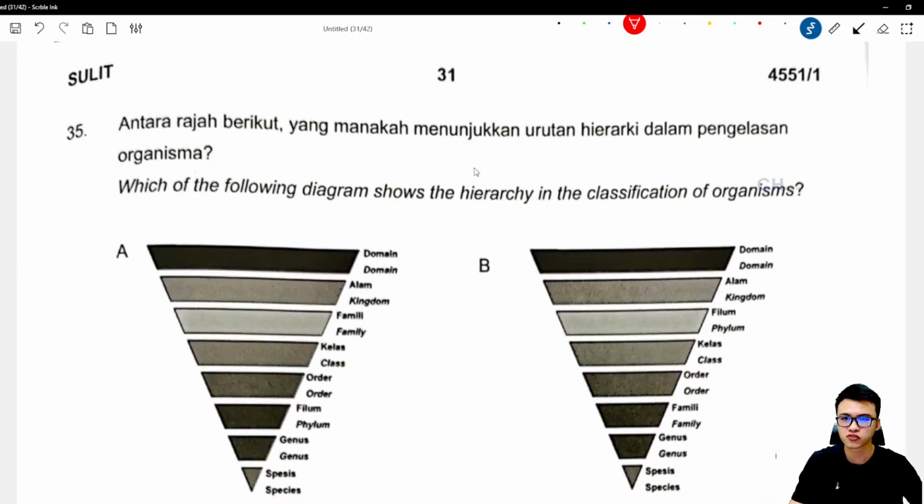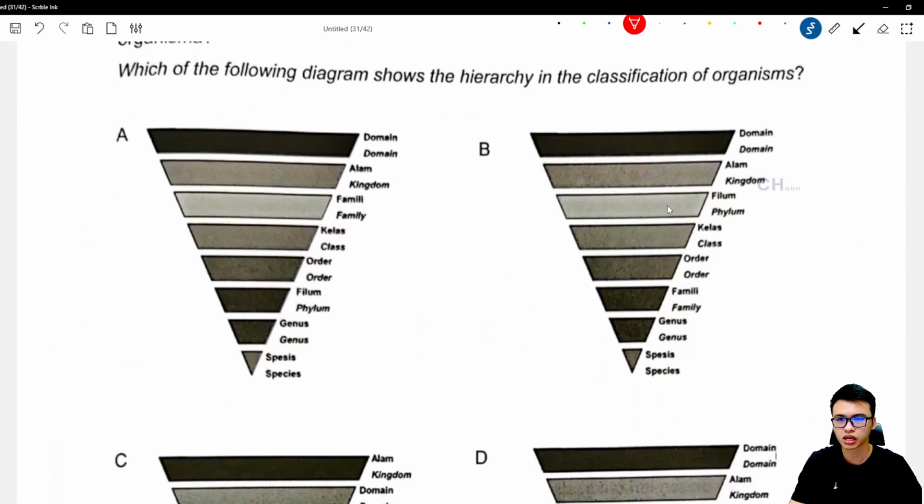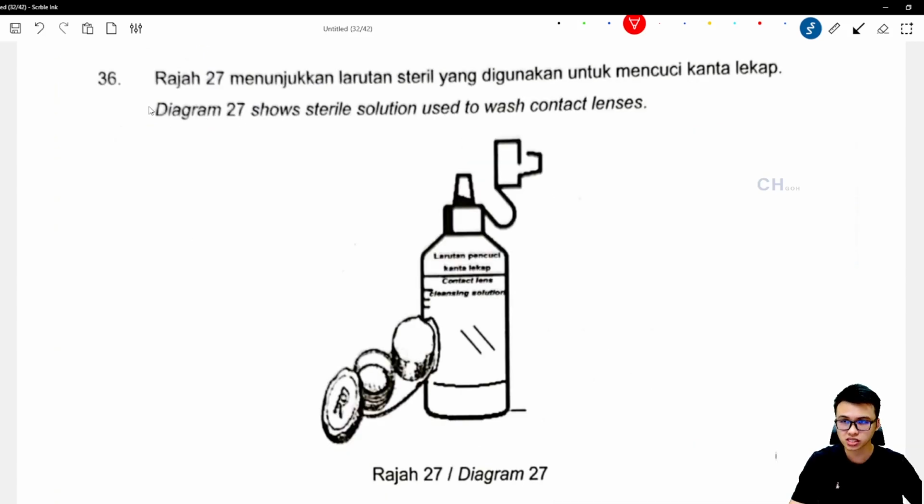Last 5 questions. Which of the following diagrams shows the hierarchy in the classification of organisms? Do not kiss, Lucy, cat, because, okay, for God's sake. So domain, kingdom, phylum, class, order, family, genus, species. Answer is B.